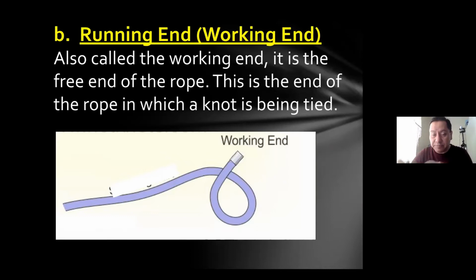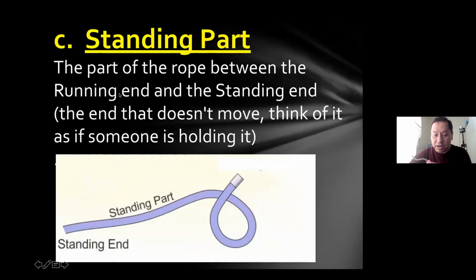That's the running end. What's this long part called? The other part, the long part, is called the standing part. Okay, so this is the standing part. This is my working end or running end, the tip here, the one that's going to work. And the one I'm holding with this hand, the long one, that's my standing part. So standing part means the long part of the rope, or the end that doesn't move. Because remember, the working end is the one that's going to move, but the standing part is going to stay still.